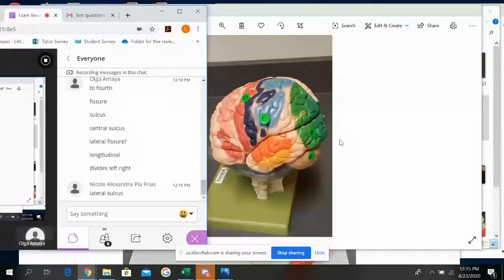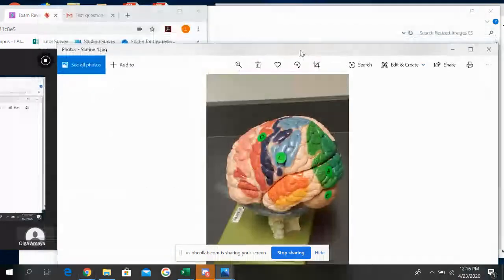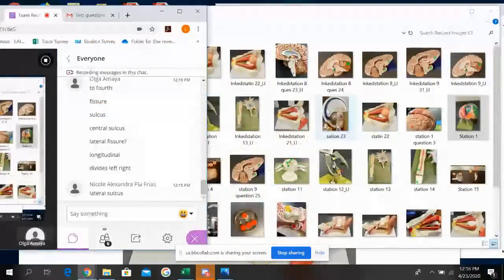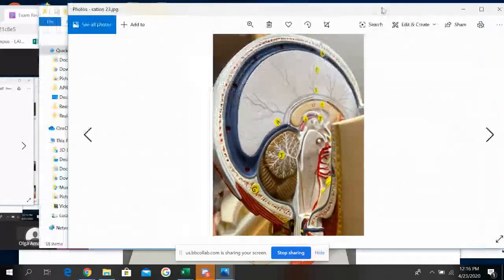Get back to that one. Lateral sulcus. Okay, beautiful. Or temporal sulcus. Superior temporal sulcus. Lateral sulcus. Alright. Moving on. What else do we need to know? Oh, this one. Very important.